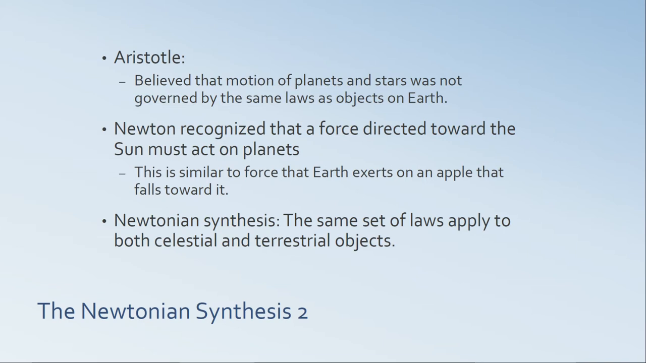But Newton recognized that the same force that draws objects to the earth when they fall towards it also pulls on the planets towards the sun. So he recognized that force is the same. And that was his Newtonian synthesis, that the same set of laws apply to both celestial objects, objects out in space, and terrestrial objects here on Earth.